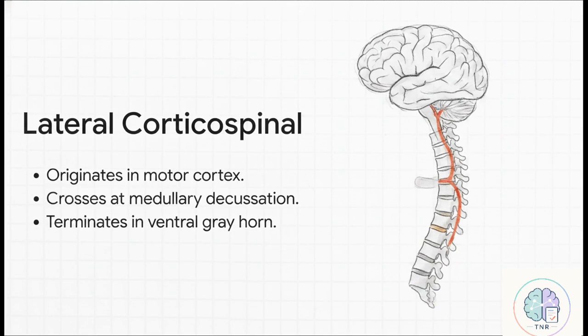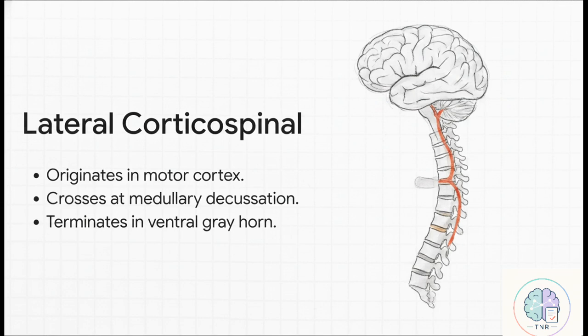This is the big one, the journey of the lateral corticospinal tract, or the CST. This is your largest, most significant motor tract. It originates high up in the upper motor neurons, specifically those Betz cells in the motor cortex. It streams down through the corona radiata and the internal capsule. Then comes the absolutely critical event.